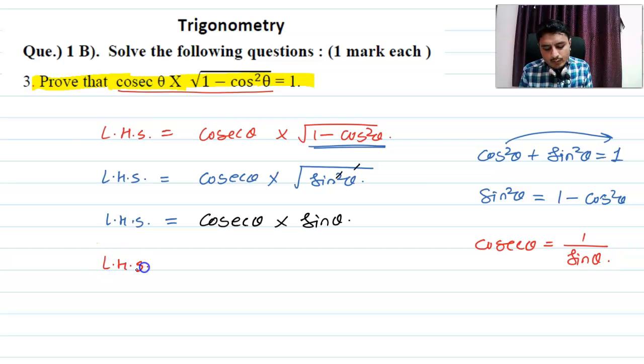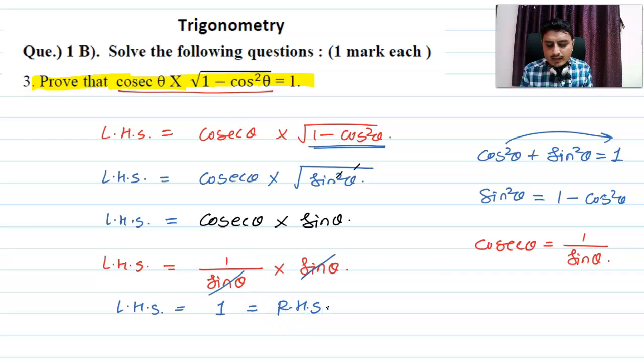So let's try to replace now cosec theta. We have 1 upon sin theta into sin theta remains as it is. So here sin theta and sin theta from numerator and denominator are getting cancelled. We are getting the LHS after all simplifying, that is equal to 1, which is exactly equal to the RHS. Hence we have our proof, that is cosec theta into root of 1 minus cos square of theta to be equal to 1, hence proved.